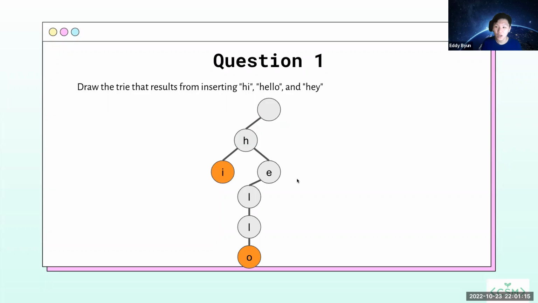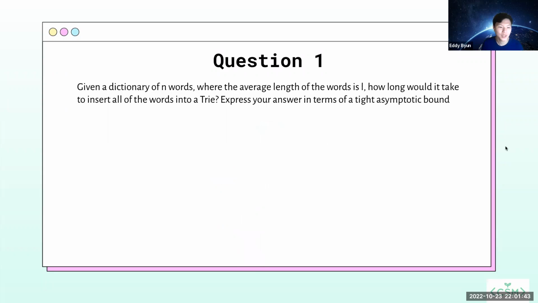When we insert hello, we share the H that we inserted when we created hi, and then we have ELLO. And finally, when we insert hey, we're going to share the H between hi and hello, and then we're going to share the E that belongs to hello, and this Y is going to be by itself. But yeah, hopefully this is what we got for this part of the question. Let's move on to part 2.